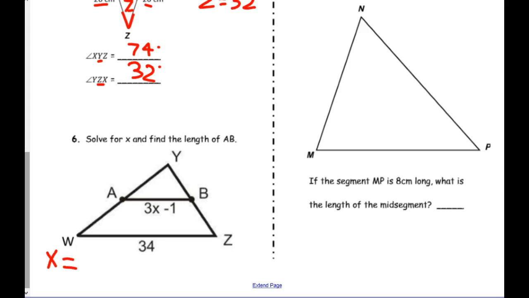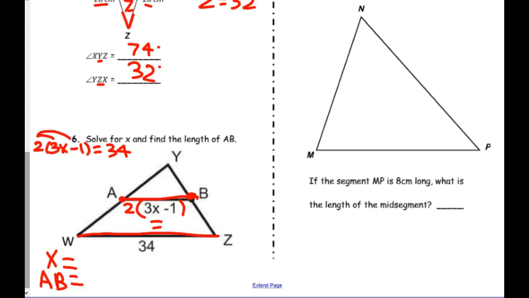X equals, and then AB equals. Okay? Now to find X, first thing I need to do is to remember the mid-segment is half of the parallel side. So I'm going to take the mid-segment times 2, and that equals the parallel side. So 2 times (3x minus 1) equals 34.